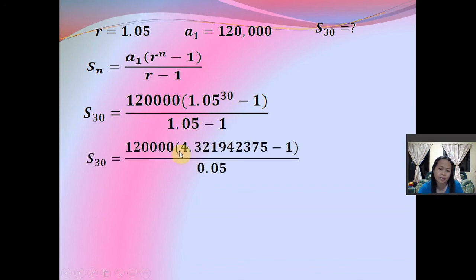Simplifying, we come up with this. 1.05 raised to the power of 30, so we come up with this value, minus 1. And then 1.05 minus 1 is 0.05. Simplifying, this will be 3.32199942375 times 120,000 divided by 0.05. So we come up with this value, 7,972,661 pesos and 70 centavos.